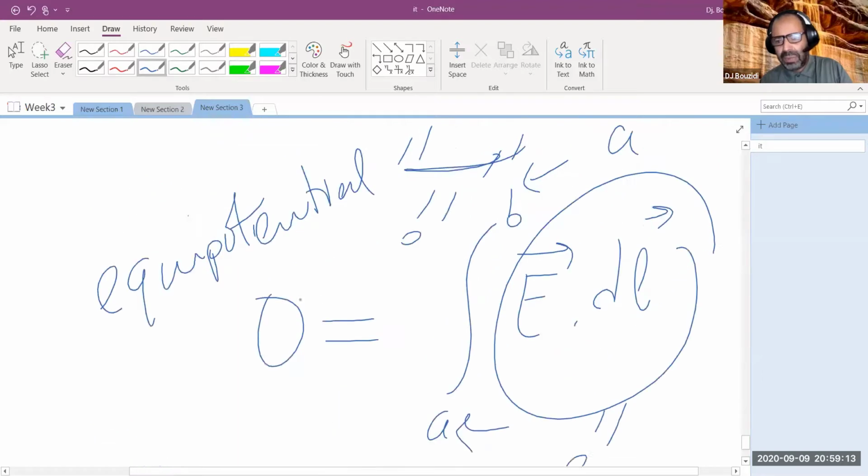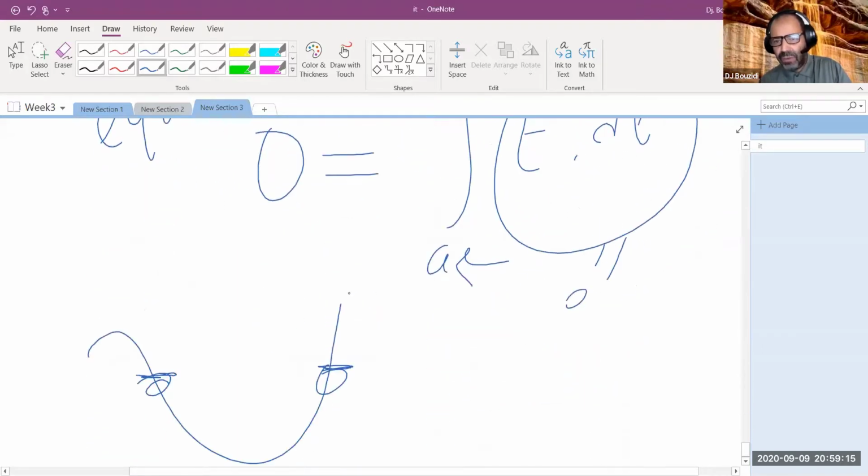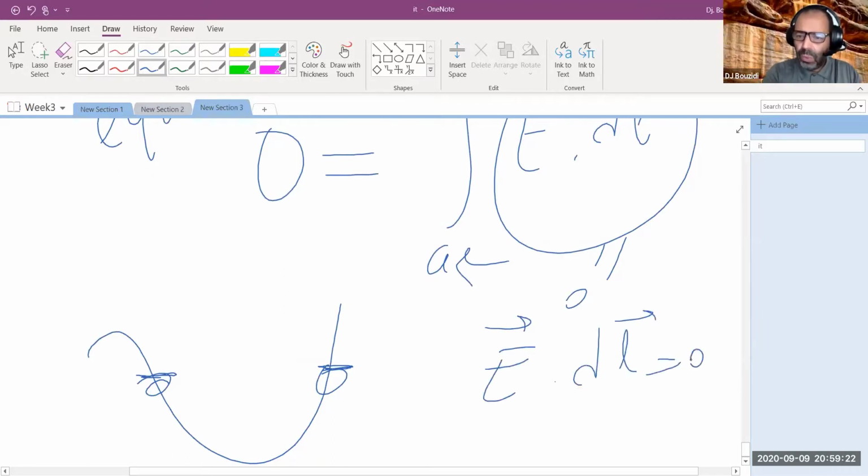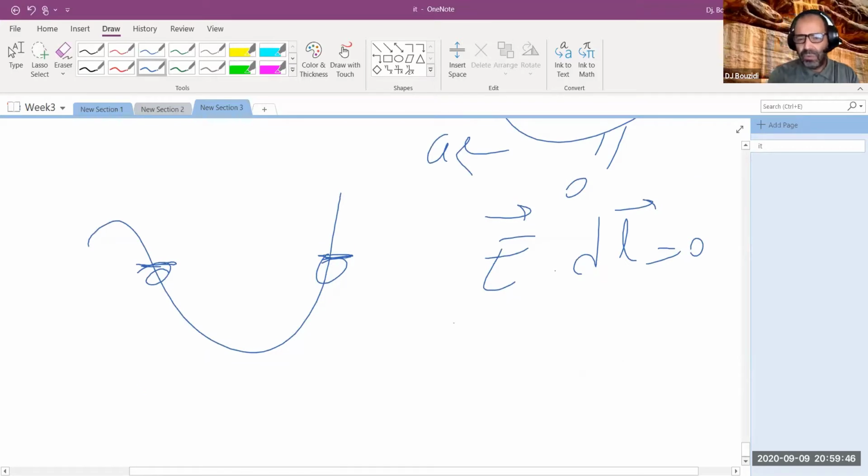So A and B become any points on that surface. Therefore, the integrand must be 0, which means that E dot dl is 0. When E dot dl is 0, the electric field is either 0, or the displacement is 0, or they are perpendicular to one another. I'm not going to take the case where E is 0, because that's a trivial case: when there is no electric field, of course it's an equipotential. When E is equal to 0, the integral of 0 is a constant. That means the potential is constant.